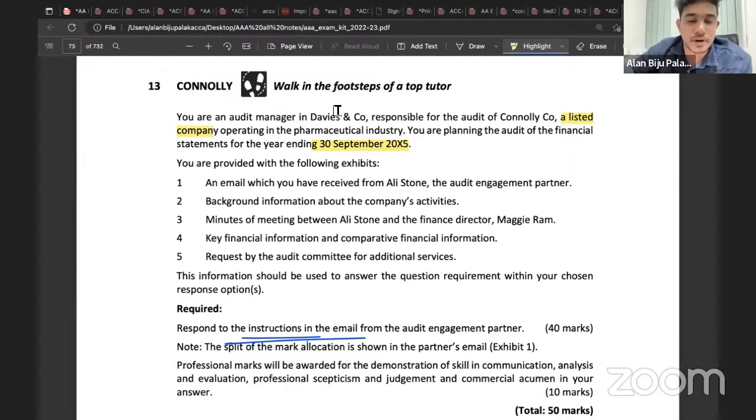The year end is very important because whenever you get dates in the scenario, you have to match them to the year end date. Sometimes a date in the scenario might be after the year end, and that has to be treated as an event after the reporting period. To consider whether it's an event after the reporting period, a new client, or a newly listed entity, in all those cases we require the year end date. So always make a mark of the year end date.